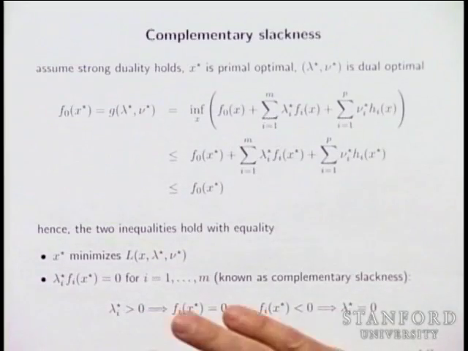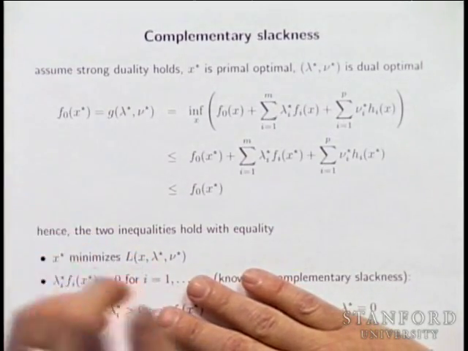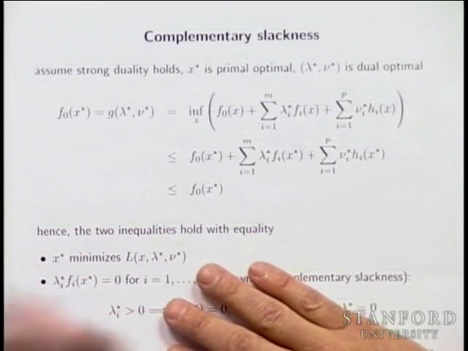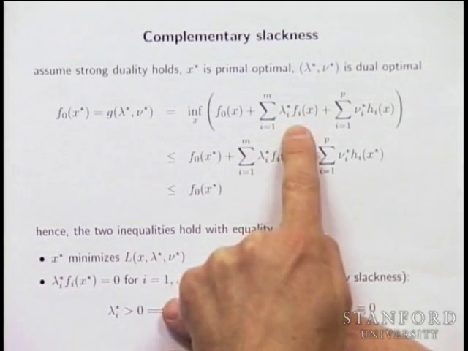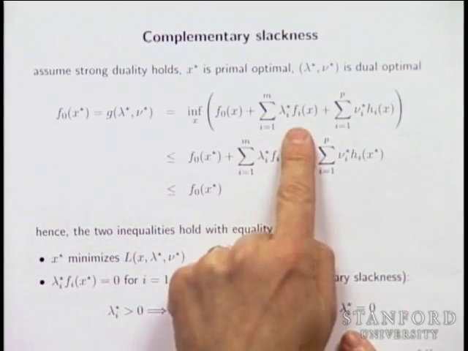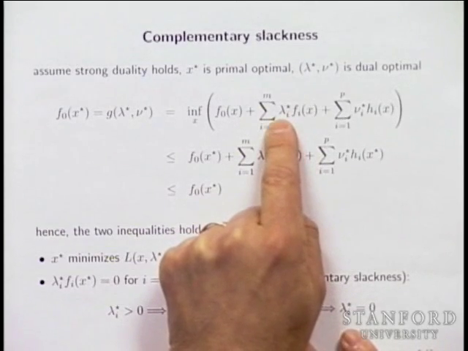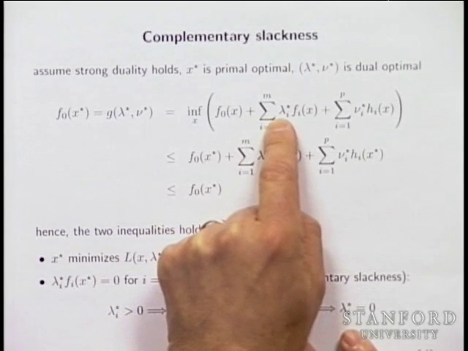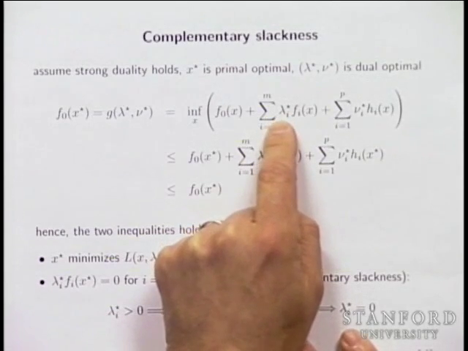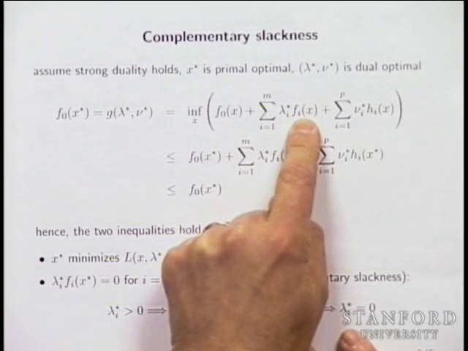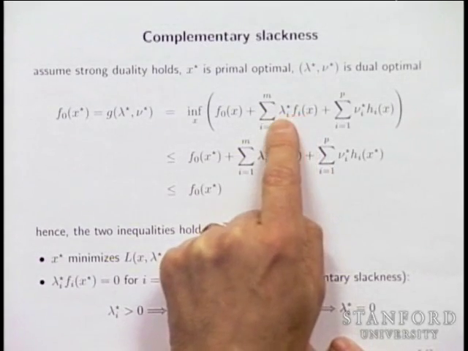Now, by the way, today this will make sense. Last time, it was just an algebraic fact. Today, there'll be lots of interpretations under which this makes sense. What that says is the following. For each i, for each constraint, either lambda_i star is 0, so either the optimal Lagrange multiplier is 0, or the constraint is tight. That's what f_i of x star equals 0 means. So you're either tight or the multiplier is 0.